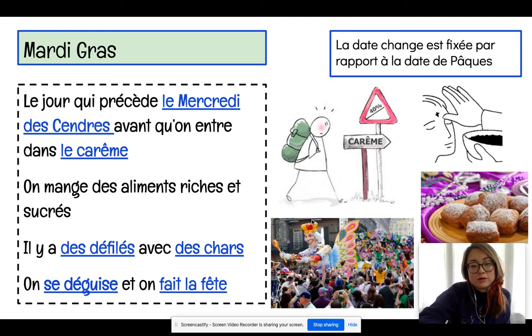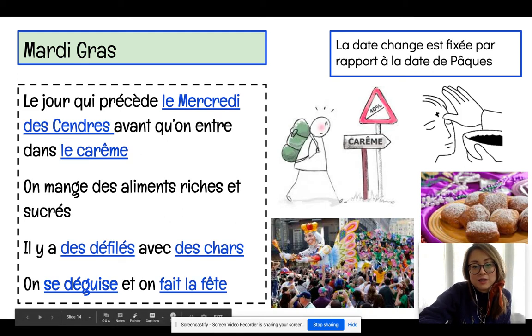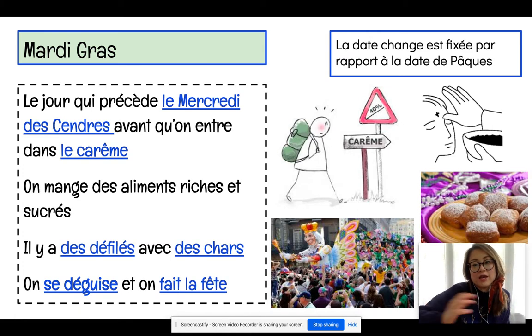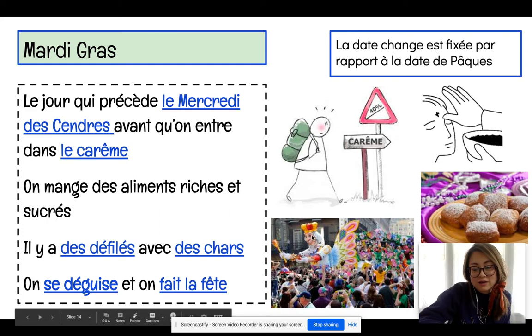Et pour le Mardi Gras, il y a des défilés avec des chars. Alors pour nous, les Américains, on a, par exemple, un très grand défilé pour Thanksgiving et aussi pour St. Patrick's Day. Et un défilé, ça veut dire un parade avec des chars. Regardez, ça, c'est un char. C'est un float.